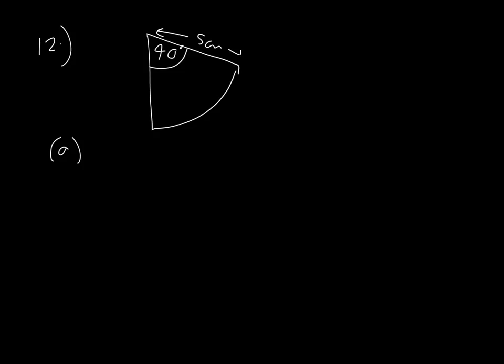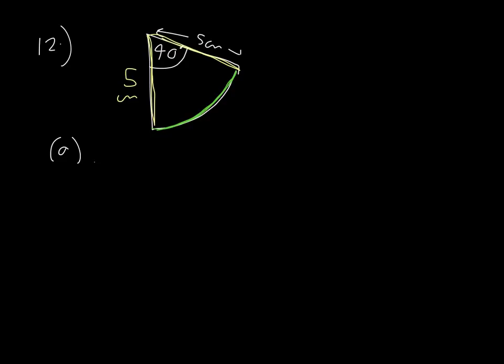Question 12, part A. Calculate the perimeter of this sector. Now, the perimeter of the sector is made up of this radius here, which is 5 centimetres, this radius here, which is also 5 centimetres, and then this arc length here, which we have to work out the length of.